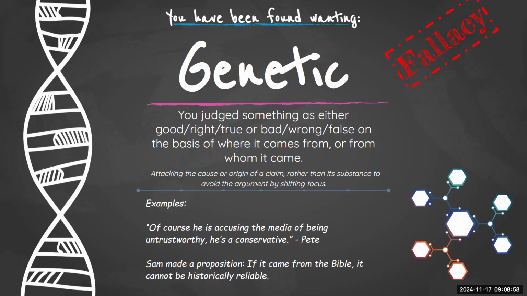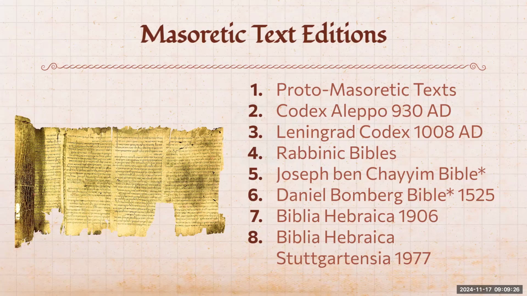And so I said it attacks the origin of the claim rather than its substance to avoid the argument by shifting the focus, which is the case. This is why we don't use these. And then I give two examples. Of course, he is accusing the media of being untrustworthy. He's a conservative. And another is, Sam made a proposition: if it came from the Bible, it cannot be historically reliable. These are things I actually hear people say all the time. So these are genetic fallacies. They're attacking where the claim is coming from instead of the claim itself. So we don't do genetic fallacies, and that's what Daniel Hafley did in that video.